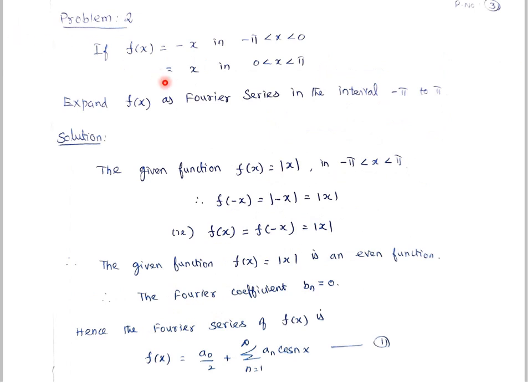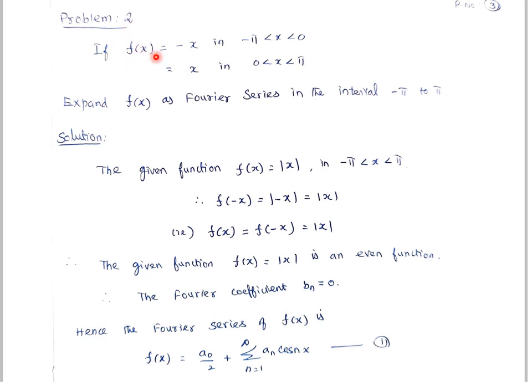Here is the given function. First, you have to analyze the given function. What is the given function? F of x equal to minus x in the region minus pi to 0. Here the whole region is divided into two parts. In the first part, the function f of x assumes minus x. But in the second region, 0 to pi, f of x takes the value x.